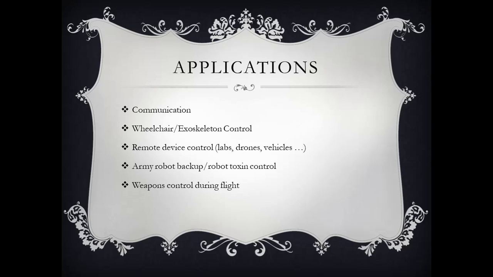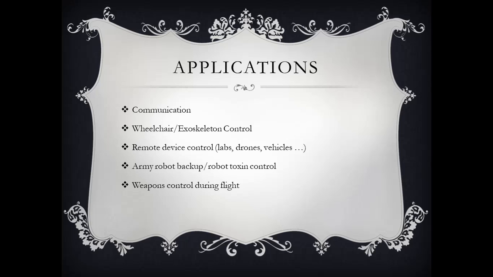And you could use left-right views, blinking, facial expressions in order to make it move the way you wanted, even if you couldn't move the rest of your body. And you could use a certain combination of muscle movements in order to switch from controlling your exoskeleton or wheelchair to communication.